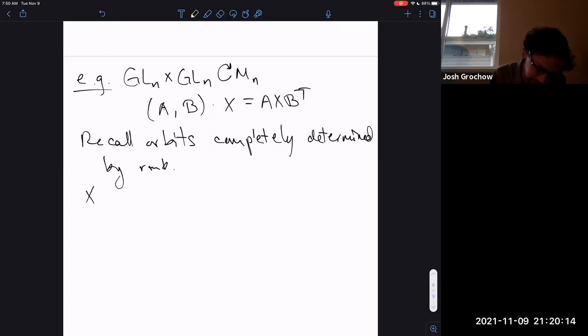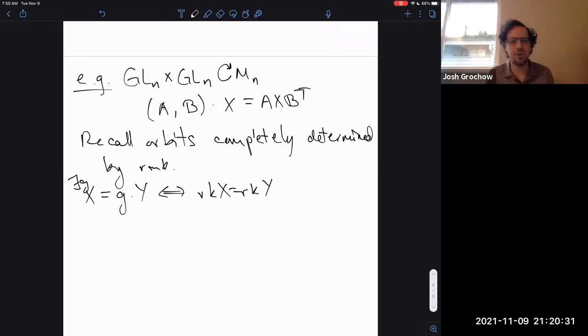Meaning X is in the same orbit as Y, so X equals G dot Y, if and only if there exists G such that X equals G dot Y, if and only if they have the same rank. And this is because when you can do row operations and column operations, you can always make it diagonal with zeros and ones on the diagonal.